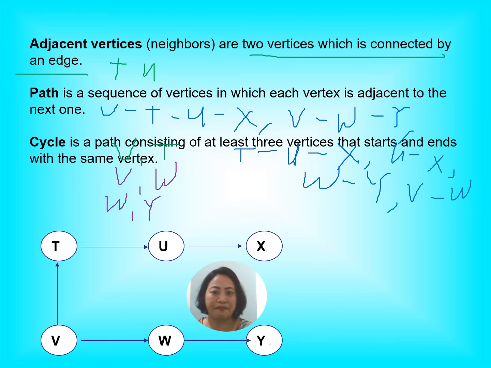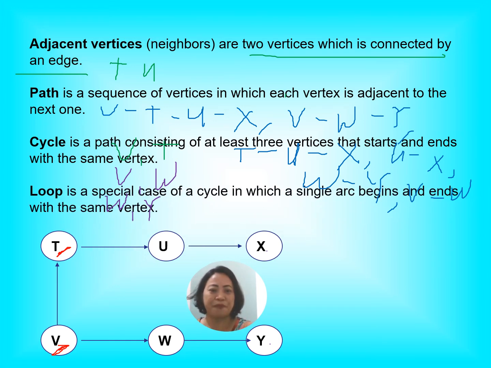Wala, no? It doesn't start and end on the same vertex. Okay? From V to T to U to X, still, it has no cycle. Okay? Because it doesn't start and end with the same vertex. It starts with V, but it could end with T, or it could end with U, or it could end with X.